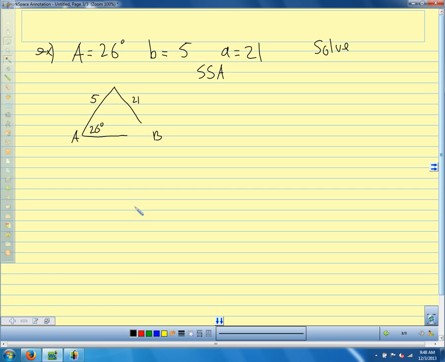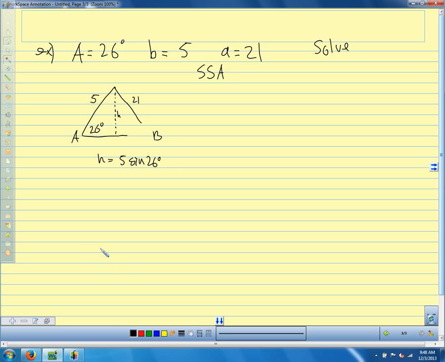All right, so we have A greater than B. Here we have this side greater than this side. How many triangles can we get? One. And if we weren't sure, we could find our height. We want to make sure it's larger than the height. Our height is 5 sine 26.